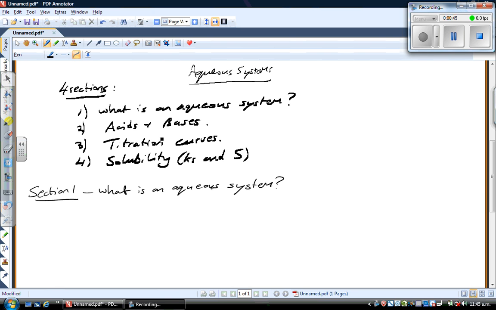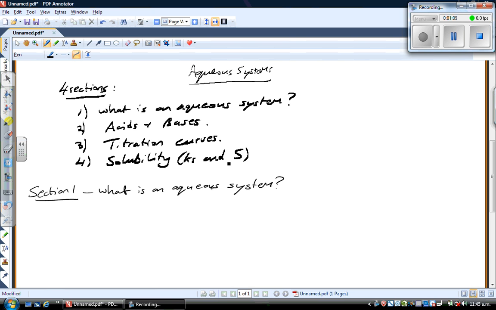Then coming off the understanding of weak acids and bases, you can form buffers, which have an integral role to play in the generation of titration curves. So section 3 will be titration curves and buffers, and then number 4, the final section, will be relative solubility of these solids in aqueous solutions, and you measure that using Ks and S.